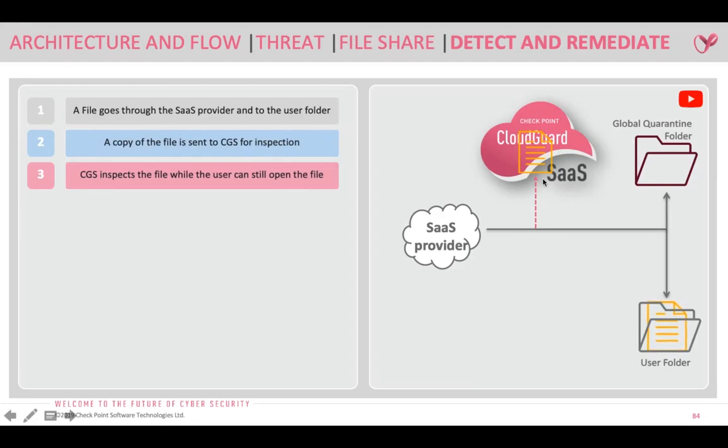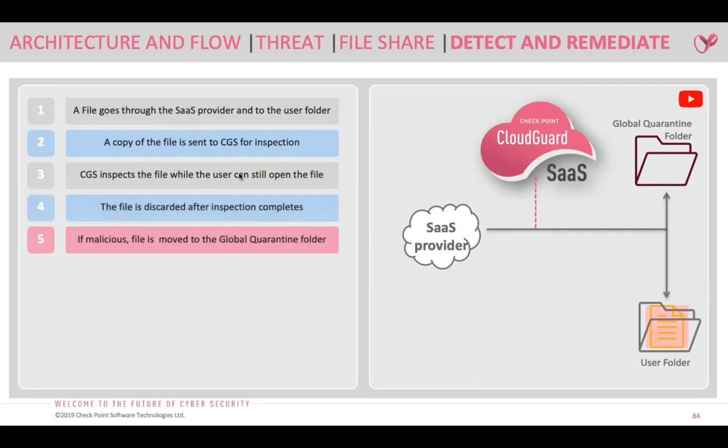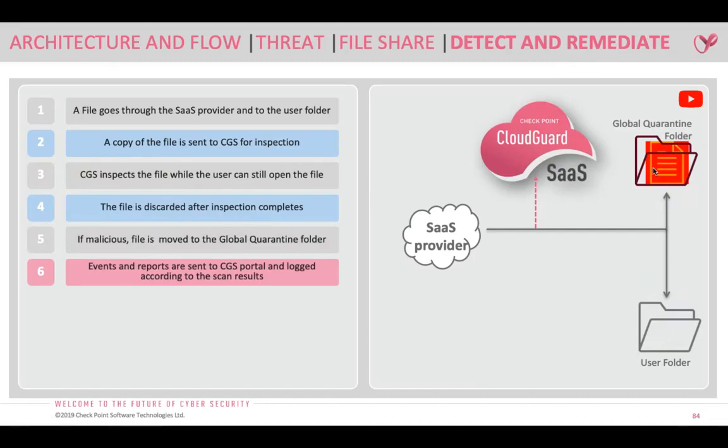Then CloudGuard SaaS is going to perform its own inspection for threat extraction and threat sandboxing. It is going to check, in the end, whether it is found to be malicious or not, right? Until that point, while the inspection is going on, the user can still open the file and do their own operations, right? And once CloudGuard is done with the inspection, it is going to discard that file. Then it is going to give out the verdict saying whether it is found to be malicious or not. And let's say that it was found to be malicious, then from the user folder, the file would be sent back to the global quarantine folder, right? Events and logs would be generated after that.